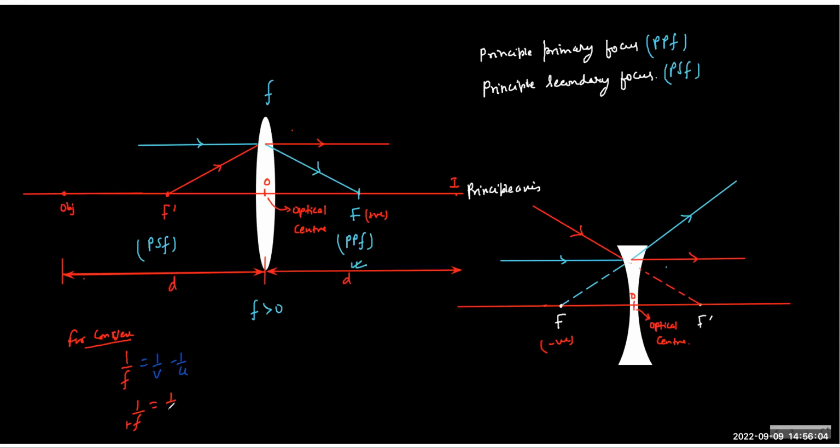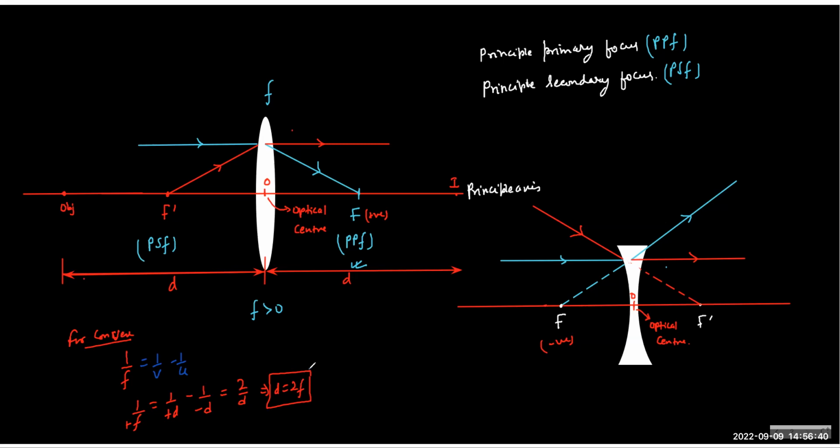So I can write V equals to plus D and U equals to minus D, and this will become 2 by D, right? Which means D equals to 2F is the value at which the object distance and the image distance will be the same, but with opposite sign, which means it is not going to be on the same side. And that is for the reason that in case of a lens, the refraction will occur and refraction will take the light on the other side. So the object and image will always be on the other side.